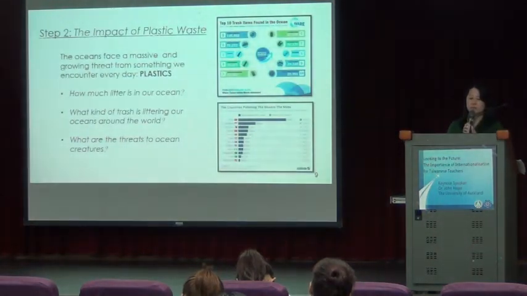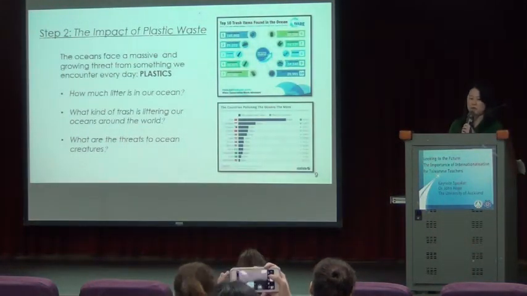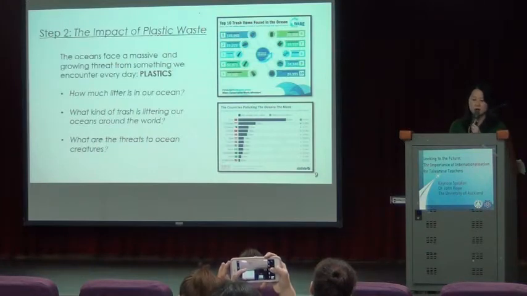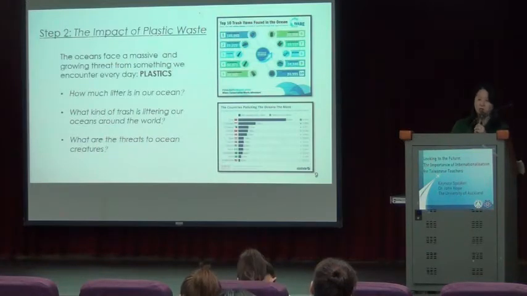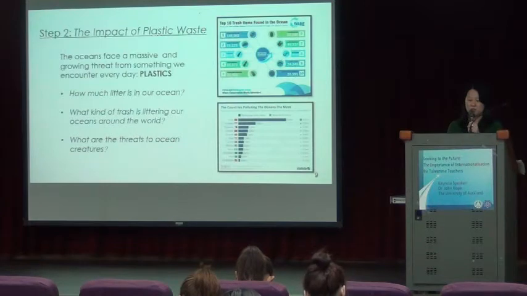For step 2, we focus on the impact of plastic waste. We collect statistics about how much litter is in our ocean, what kind of trash is littering our ocean around the world, and what are the threats to ocean creatures. So we have some data about the top 10 trash items we find in the ocean, and what country is polluting the ocean the most. That happens to be China. They are the top one.